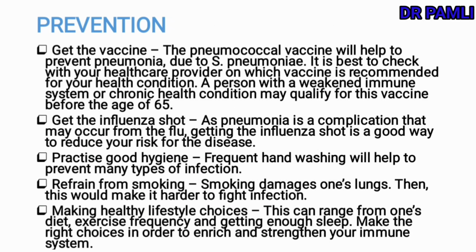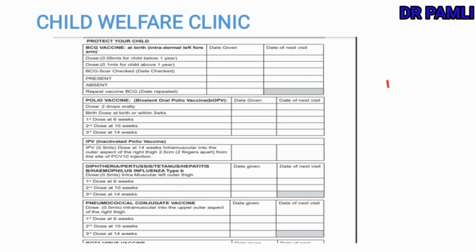Now, prevention is very, very important in pneumonia, and you get the vaccines. We are going to see that. You get the influenza shot. You practice good hygiene and refrain from smoking, and make healthy lifestyle choices. This can range from diet, exercise frequently, and getting enough sleep. Make the right choice in order to enrich the strength of your immune system.